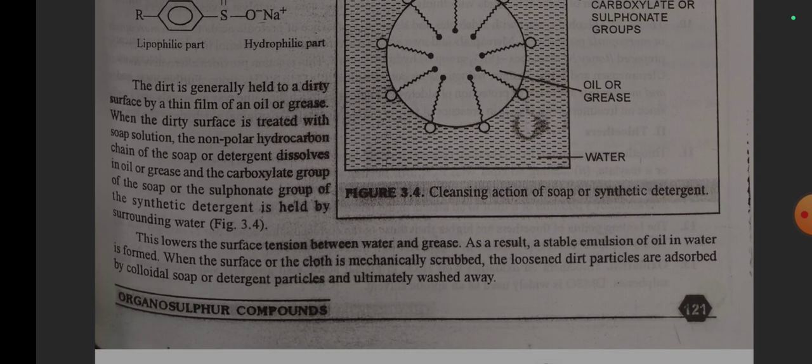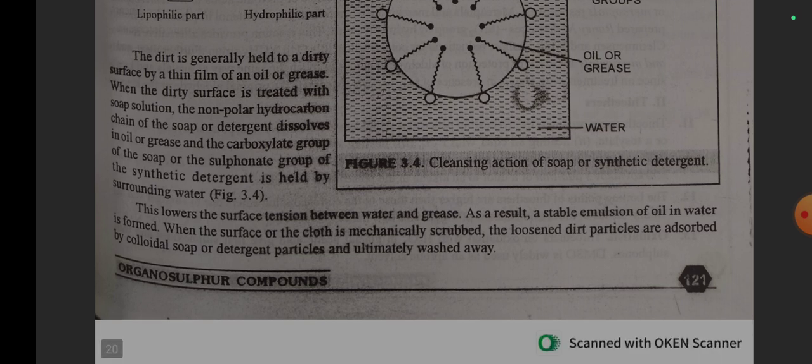The dirt is generally held on a dirty surface by a thin film of oil or grease. When the dirty surface is treated with soap solution, the non-polar hydrocarbon chain of the soap or detergent dissolves in the oil or grease, and the carboxylate group of the soap and the sulfonate group of the synthetic detergents is held by surrounding water. This lowers the surface tension between water and grease. As a result, a stable emulsion of oil in water is formed when the surface of the cloth is mechanically scrubbed. The loosened dirt particles are absorbed by colloidal soap or detergent particles and ultimately washed away.